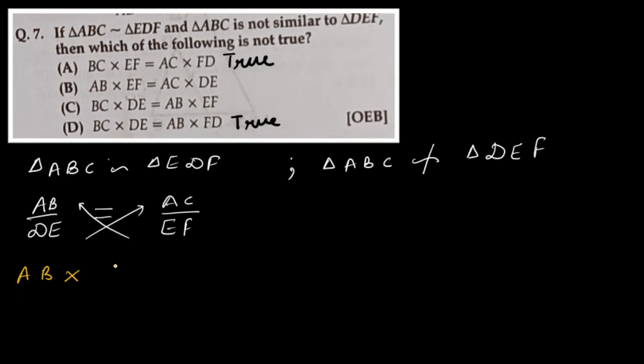Someone has mentioned option C. Okay, let's see. AB into EF is equal to AC into DE. I am doing cross multiplication of the first and last ratio, so AB into EF is equal to AC into DE, and that is option B. So B is also true. We had to find which of the following is not true, so only C is left behind. So option C is the answer.